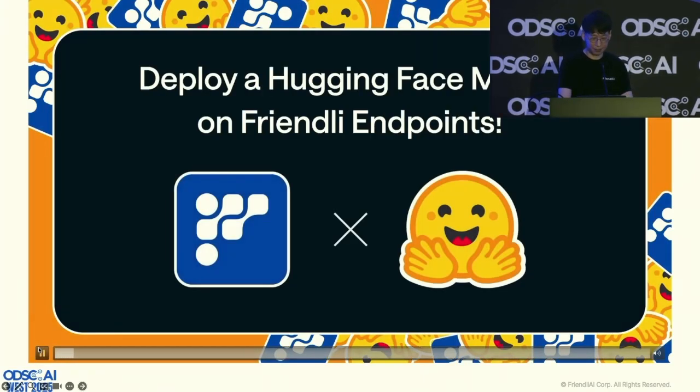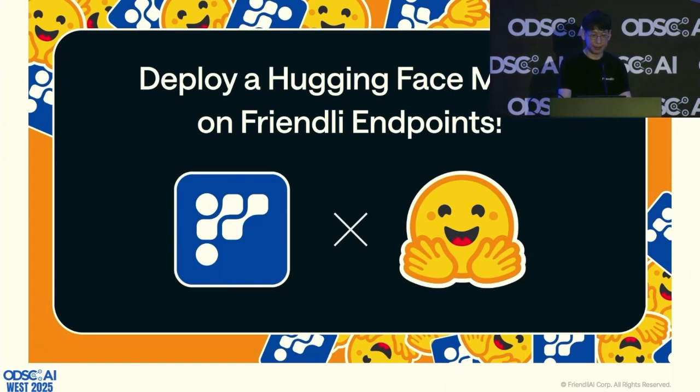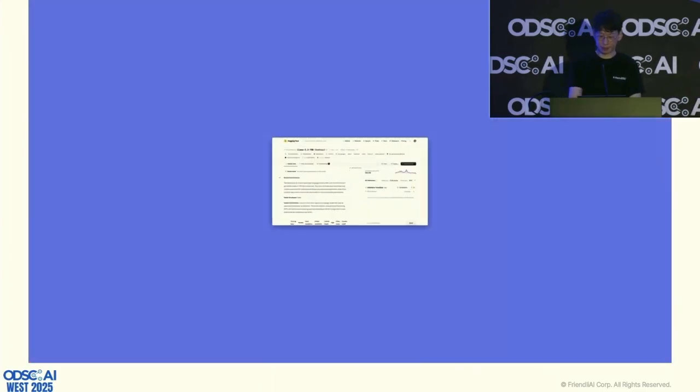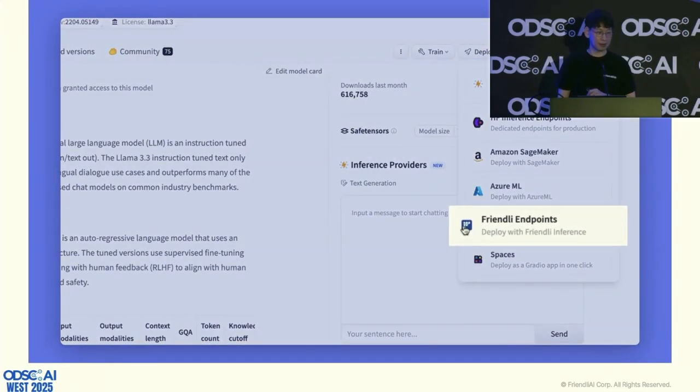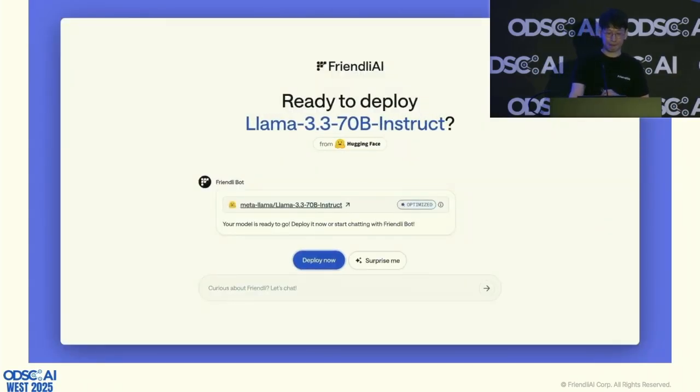So I hope that it's working. Now you can easily deploy models directly from Hugging Face Hub with Friendly Endpoints. Just go to Deploy Options on the Hugging Face model page and select Friendly Endpoints. It's that simple. You can deploy a model with just one click.